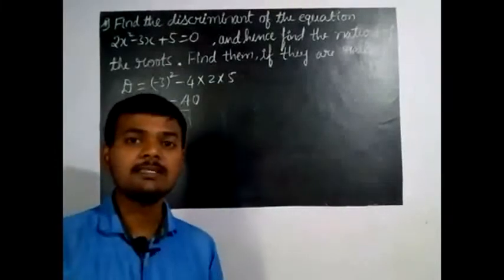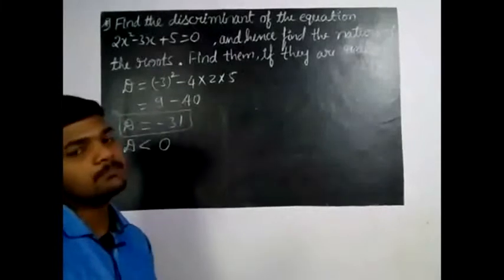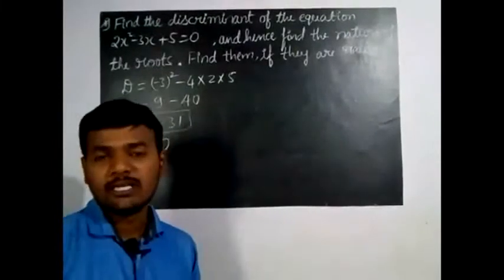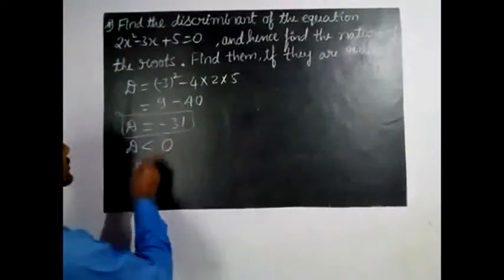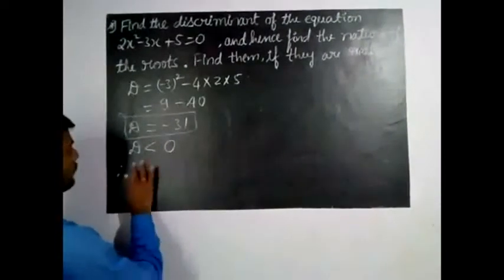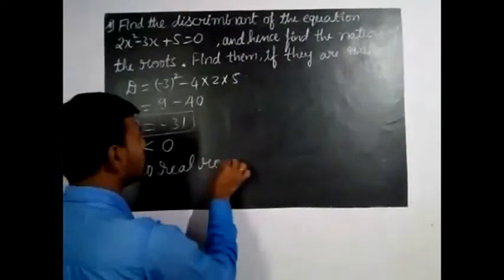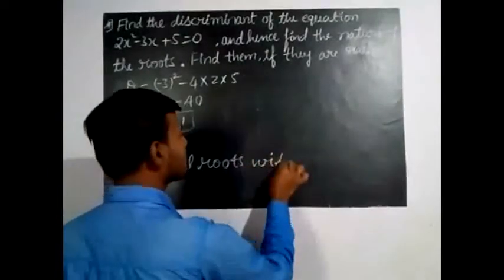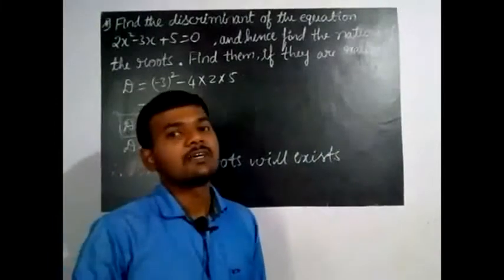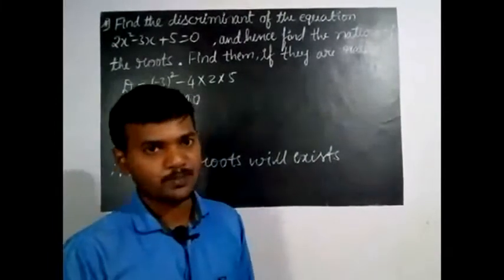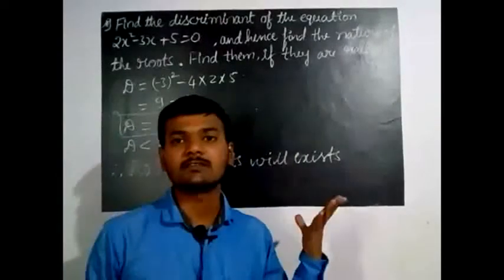Whenever the discriminant D is less than 0, there are no real roots. The nature of the roots is no real roots, that means imaginary roots, therefore no real roots will exist. We have to find the roots only when they are real. If they are not real, we cannot find them. So it is enough for that question.